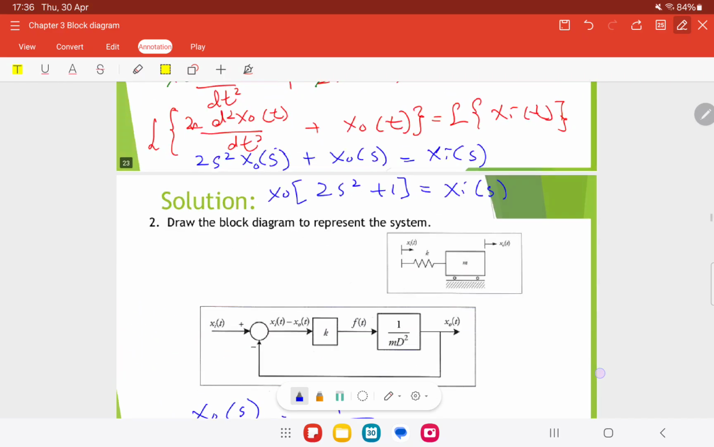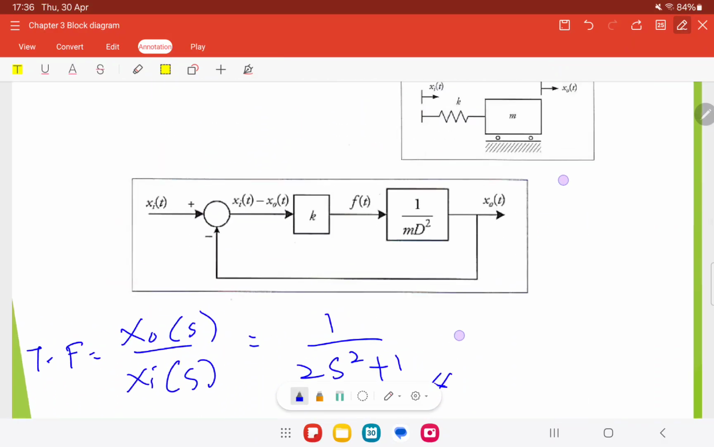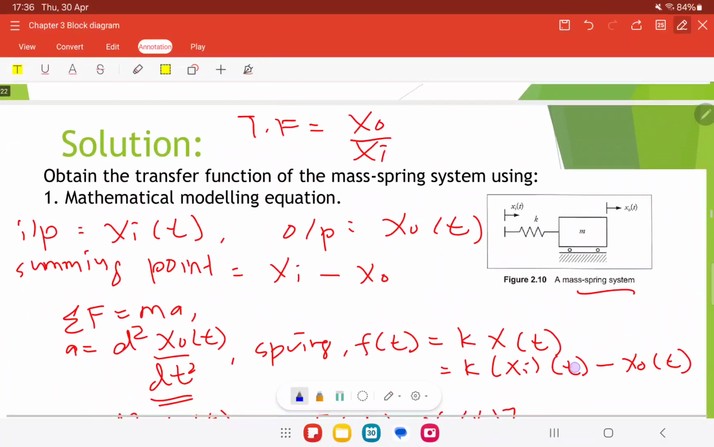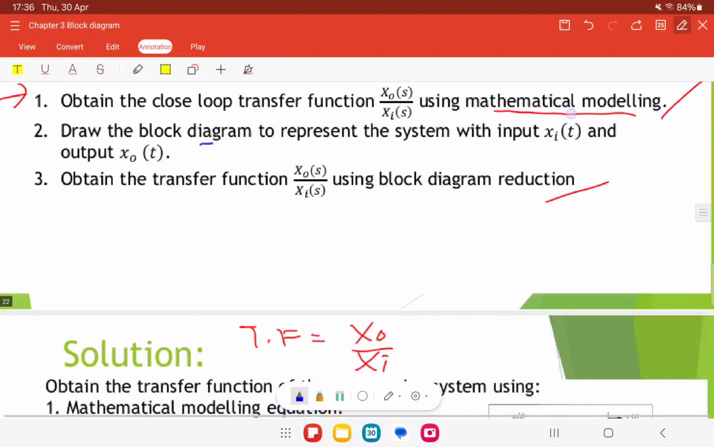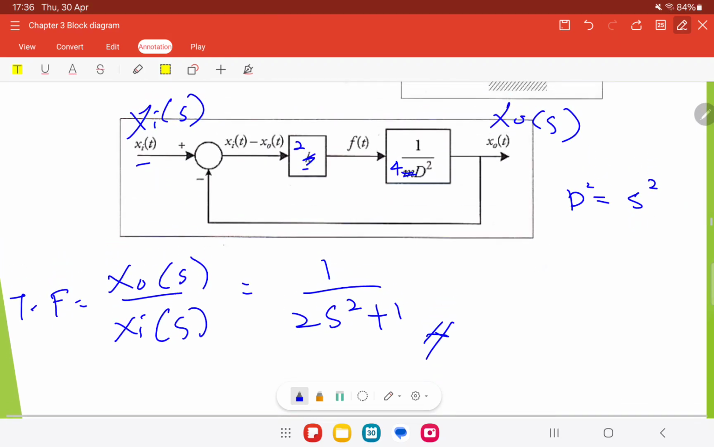Alright, question number 2 is to draw the block diagram. So this is the block diagram actually. For the system we have one input, which you can also write as xi(s), and the output x naught(s). This one is k, you can put as 2, k is 2, m is 4. So you can put k is 2, m is 4 straight away for the second derivative, d square equivalent to s square. So you can have this one straight away as 1 over 4s square.